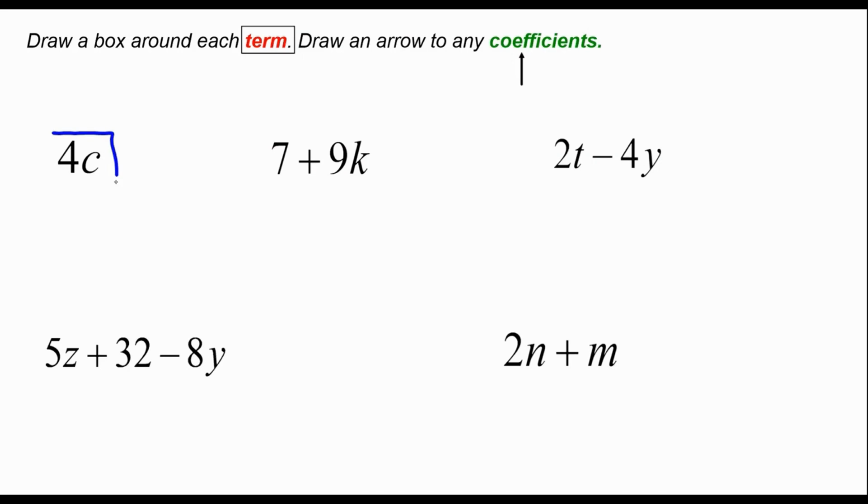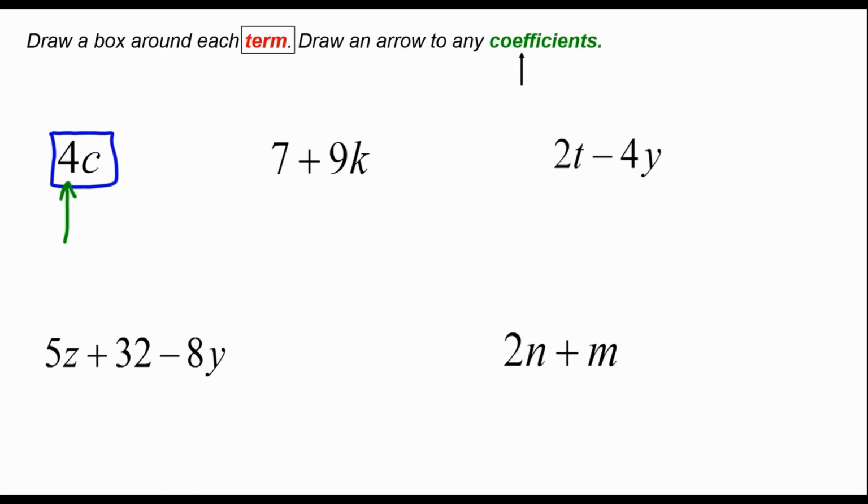For the first one, there's only one term in this expression, and it's 4c. Does the term contain a variable? Yes, that means it has a coefficient. What is the coefficient? Well, what's c being multiplied by? C is being multiplied by 4, so 4 is the coefficient. Not 4c, just the 4. 4 is the coefficient, c is the variable.